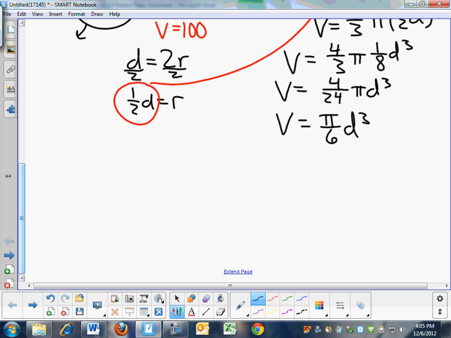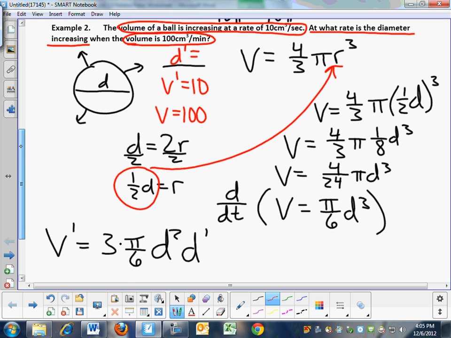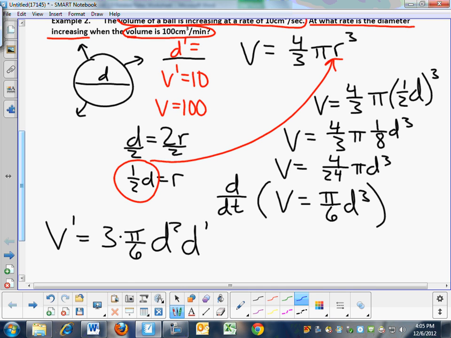Again, we want to take the derivative with respect to time. The derivative with respect to time of v is v prime equals 3 times pi over 6 d squared d prime. Let's put in our pieces. V prime, earlier, we stated was 10.